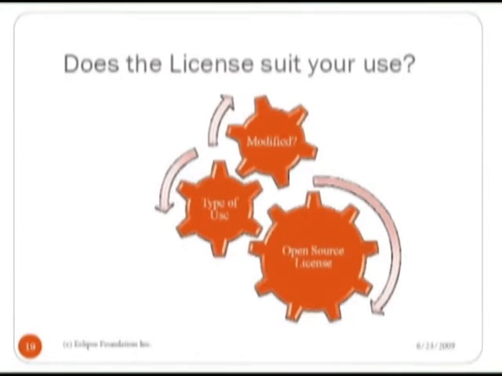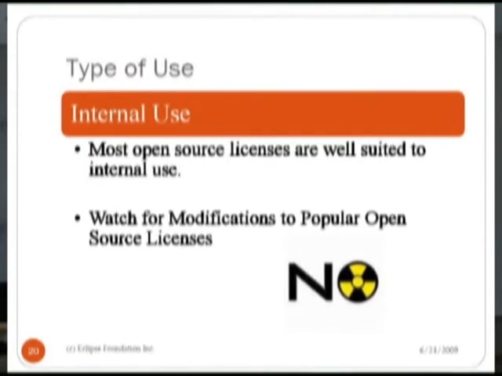When you're looking at an open source license, it's really important to understand what your intended use is and what you need to do with that software. So for example, are you using it internally or externally? Are you using it for internal use only, or are you distributing it as part of a product? Are you modifying the code, and if so, how? And then once you have a handle on those two things, you really need to understand the license itself and how that interplays with what you want to do. So if you're looking at an internal use situation, typically most open source licenses are very well suited to that.